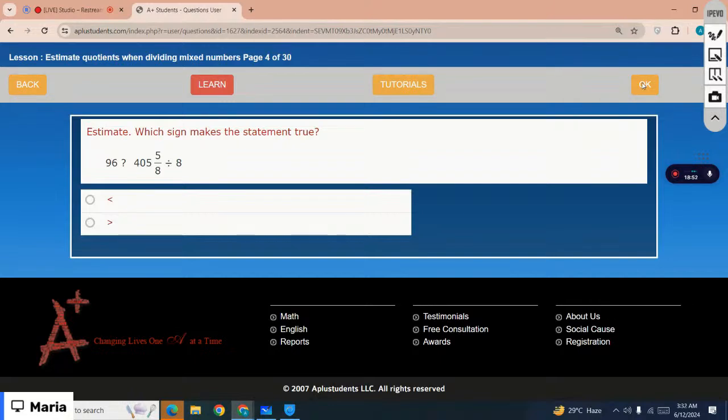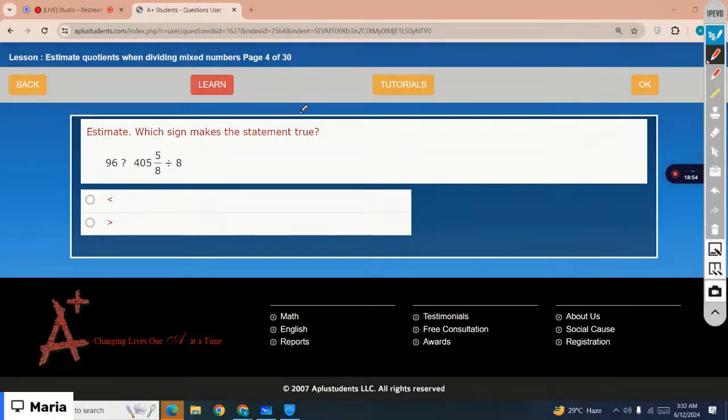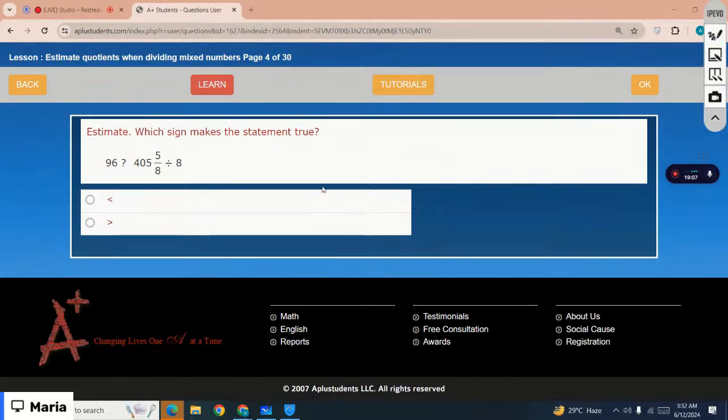So 405 is rounded off to 400, and 400 divided by 8 is 50. So 96 is obviously greater than 50. The correct option is greater, right? 96 is greater than 50. Option number 2 is the correct option. Got it?